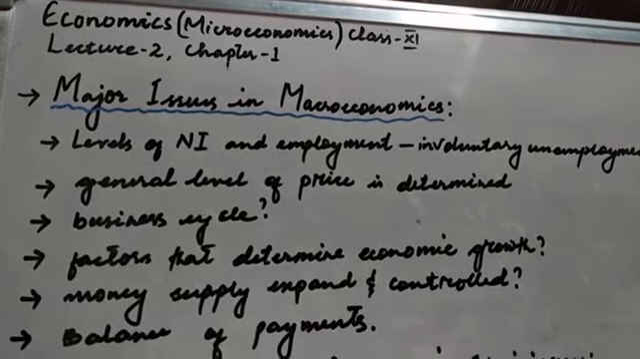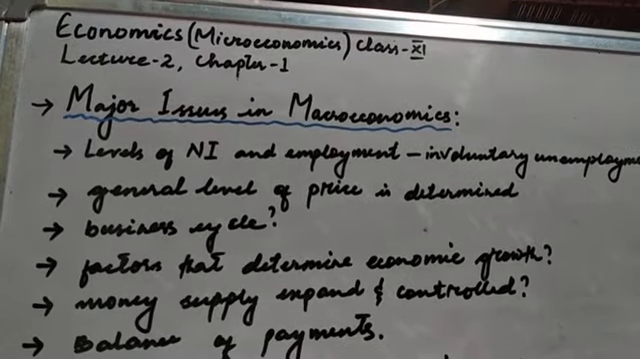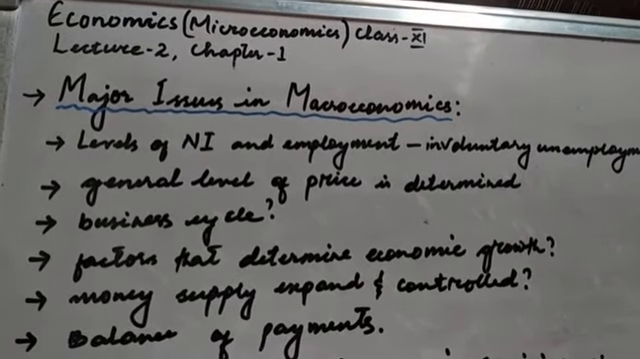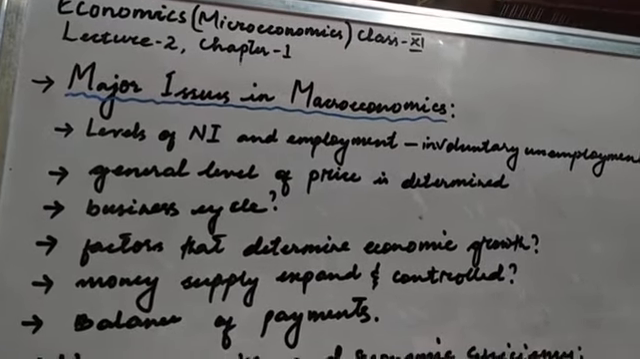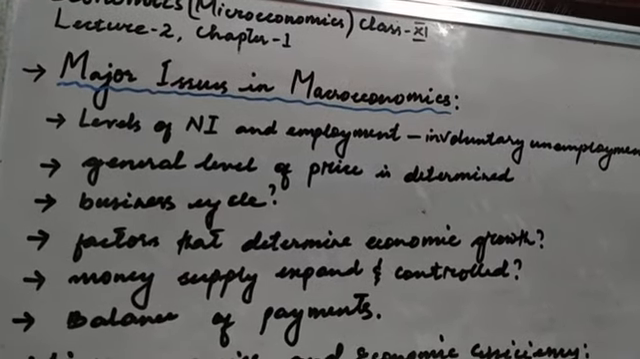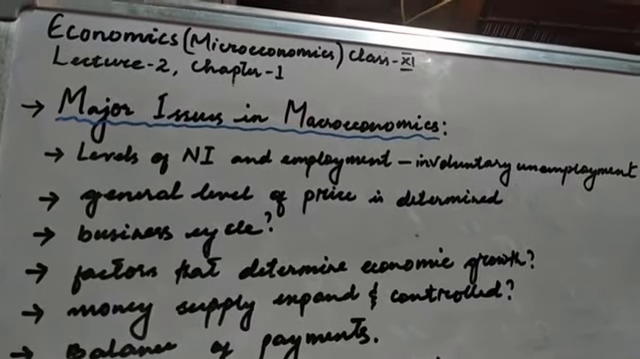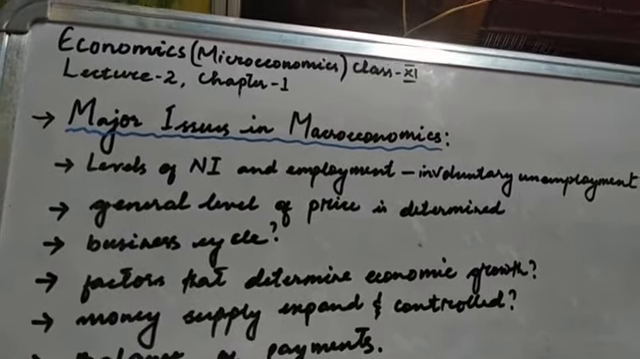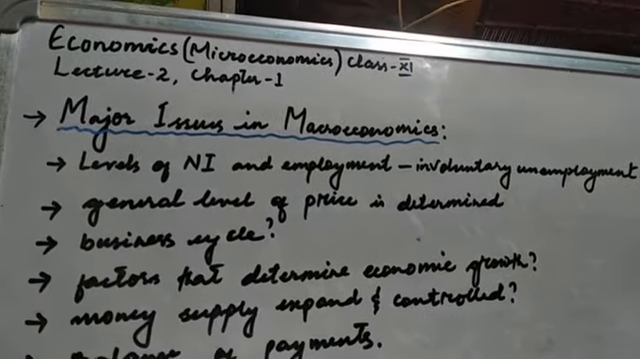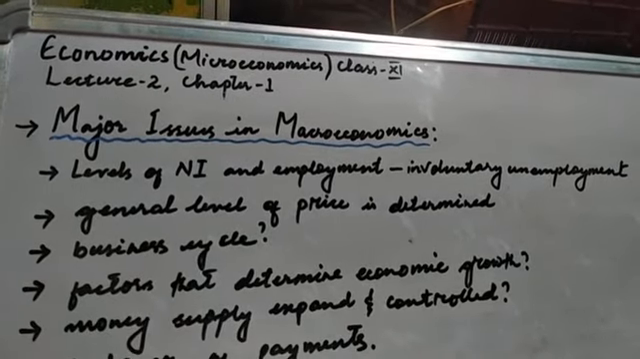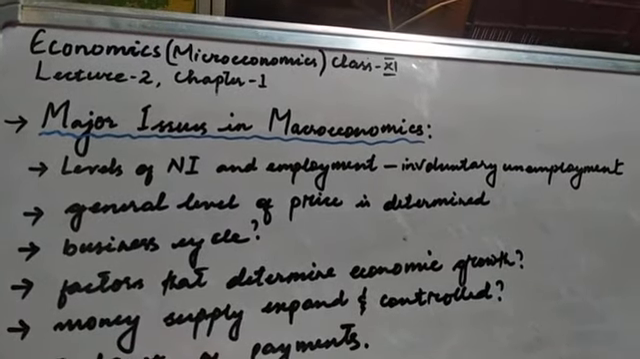And so macroeconomics will study the levels of national income and employment, how this level of national income and employment are determined, what are the determining factors. Secondly, we have how is the general level of price determined. So it is talking about a general level of price, not a particular commodity or particular goods, but the price level in general. So how is the general level of price in the economy determined?